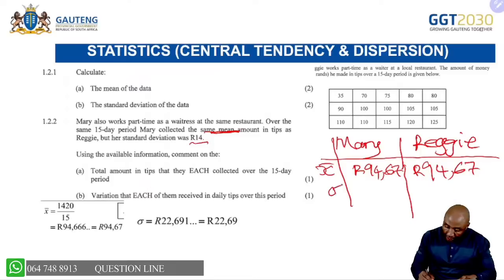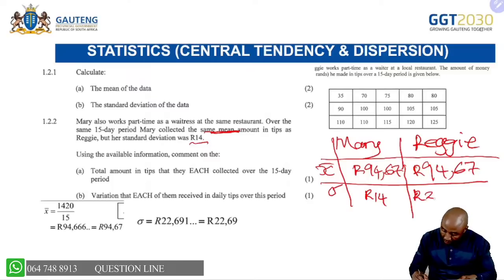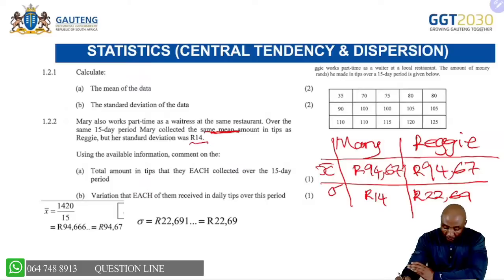Then we look at the standard deviation. You are able to see that for Mary, the standard deviation is 14 Rand. And for Reggie, the standard deviation is 22.69 Rands. Let us look at the first question there. Using the available information, comment on the total amount in tips that they each collected over the 15-day period. How do you answer this one?